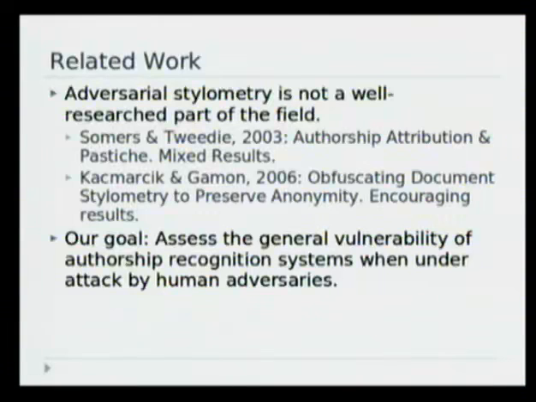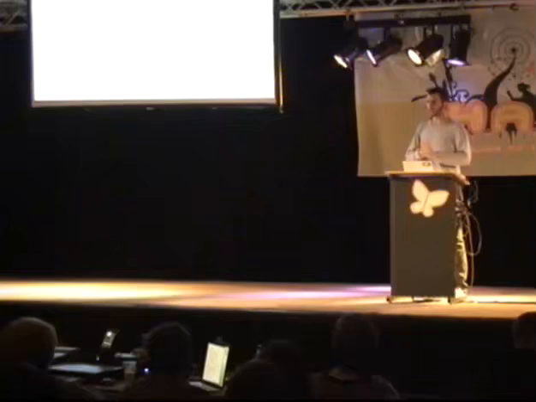There's some related work in the field of adversarial stylometry, but overall it's not a very well-researched field and hasn't really been looked at in any depth. Back in 2003, there was some work looking at pastiche, meaning the attempt to imitate famous authors in order to capitalize on their success and write more books. In this case, they looked at Alice in Wonderland and imitators of Lewis Carroll. And they had kind of mixed results in figuring out who authored the unknown documents.